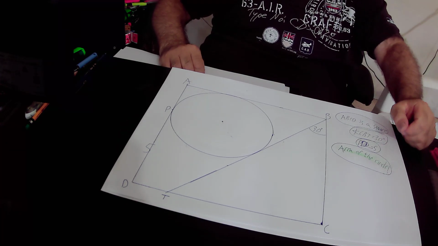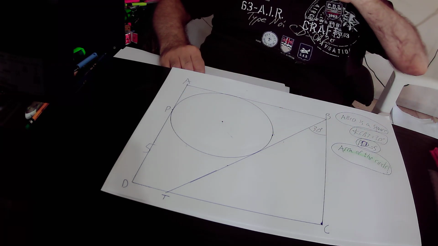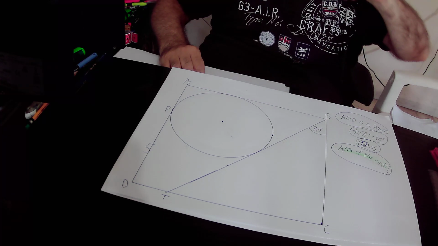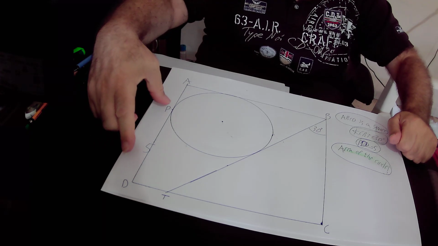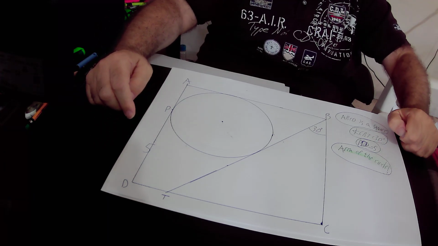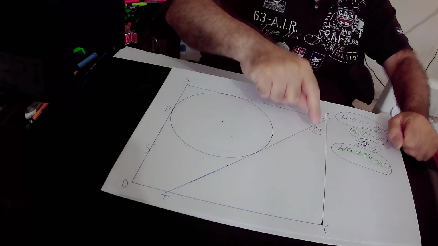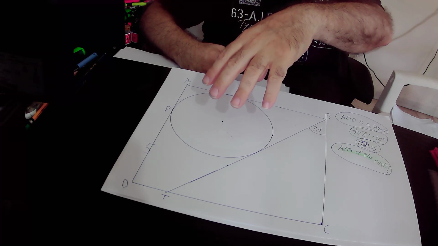In the drawing, we have square ABCD. Inside square ABCD, we have a circle. We know that line segment PD equals 5 units. Angle TBC equals 30 degrees. And our mission is to find out the area of this circle.